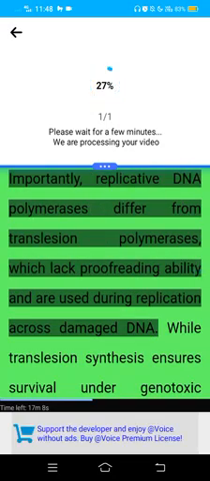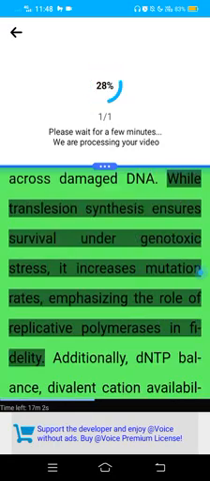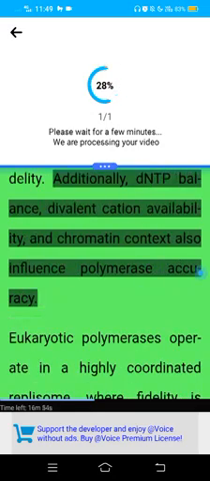Importantly, replicative DNA polymerases differ from translesion polymerases, which lack proofreading ability and are used during replication across damaged DNA. While translesion synthesis ensures survival under genotoxic stress, it increases mutation rates, emphasizing the role of replicative polymerases in fidelity. Additionally, dNTP balance, divalent cation availability, and chromatin context also influence polymerase accuracy.